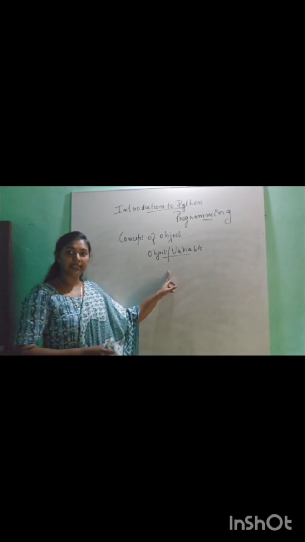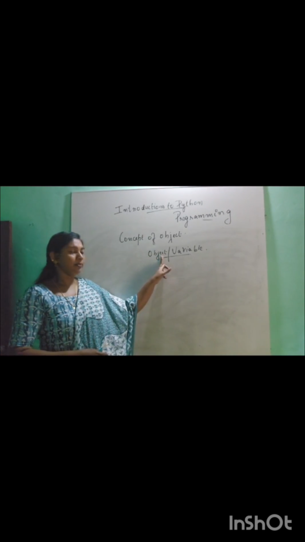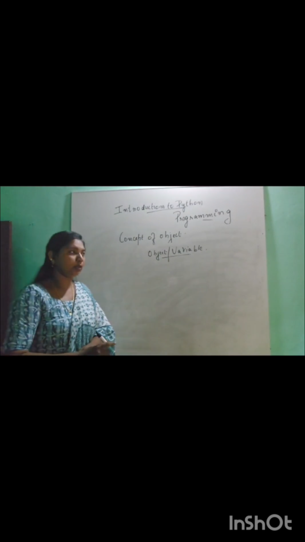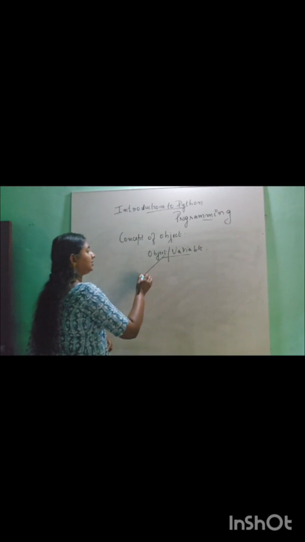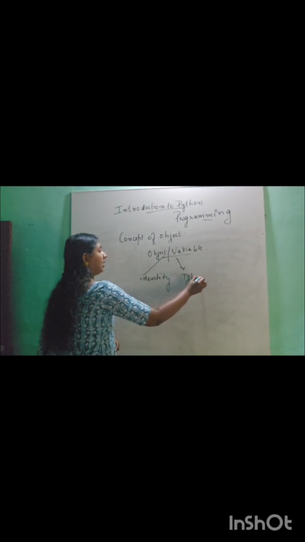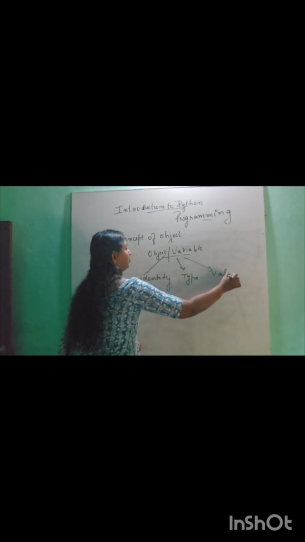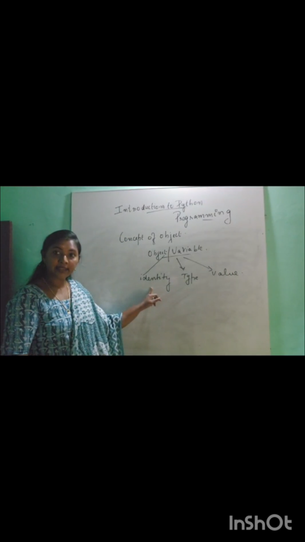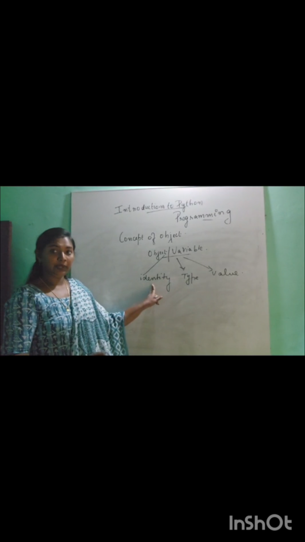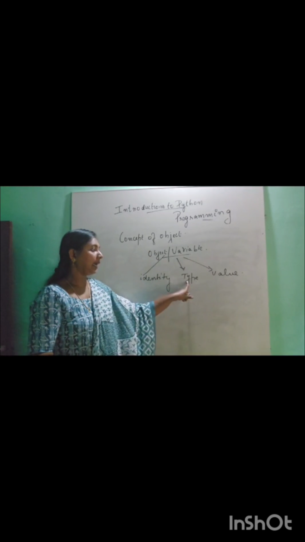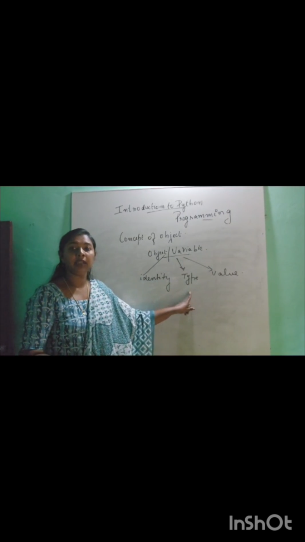The next thing we are going to discuss is that every object or variable in Python is associated with three things. What are they? The first one is the identity of that object or variable. The second one is the type, and the third is its value. We have already seen this. Identity is the memory location or the address where that variable or object is stored. Type means the data type of that variable or object.